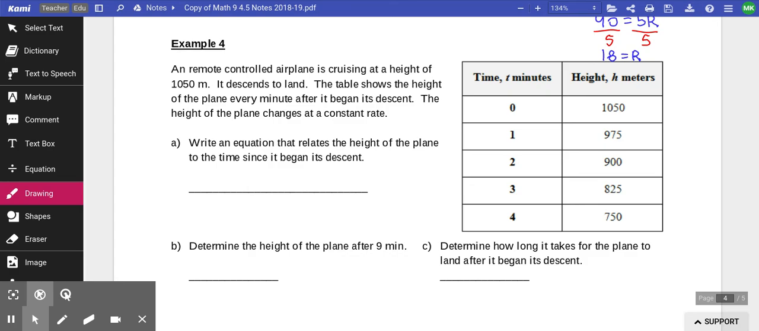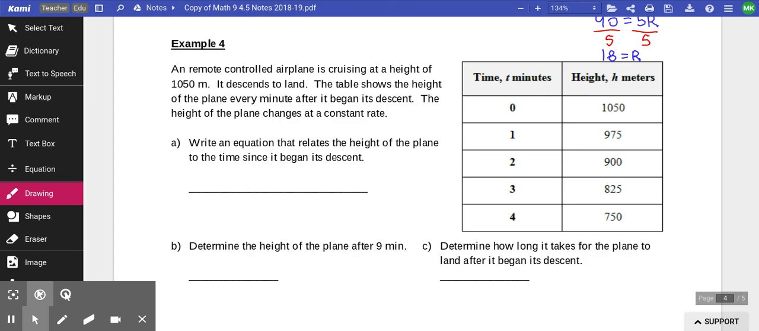So if we're going to build an equation, the first thing I would definitely want to do is read the question so I know what's going on. It says a remote-controlled airplane is cruising at a height of 1,050 meters. It descends to land. The table shows the height of the plane every minute after it began to descend. The height of the plane changes at a constant rate. Write an equation that relates the height of the plane to the time since it began its descent.